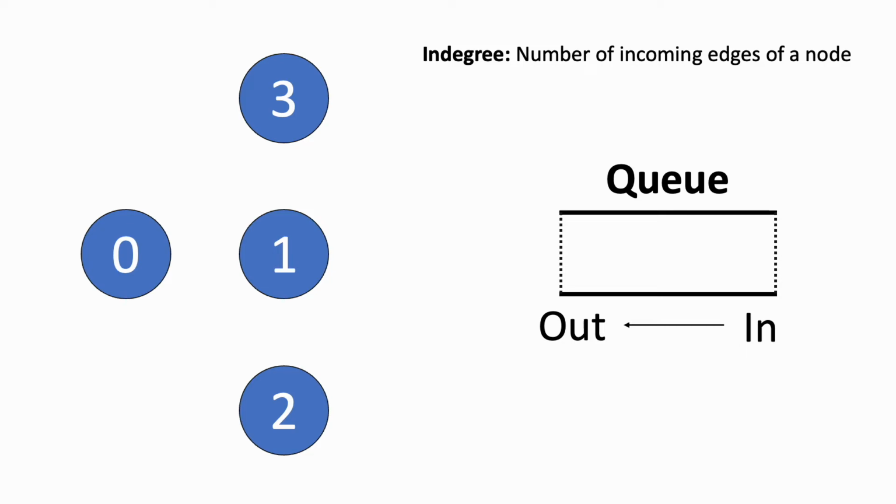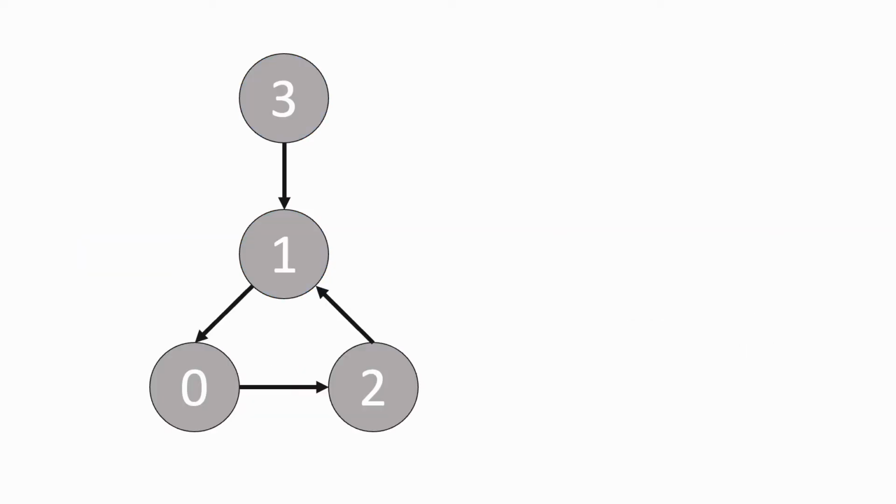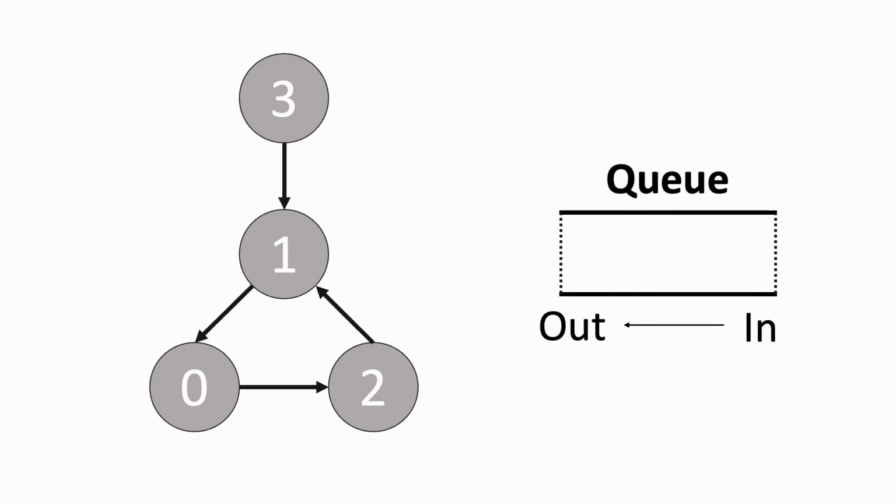we can return true. Now let's look at a graph that does have a cycle. Again, we start by adding all nodes with an in degree of 0 to the queue, so that's just node 3. Let's visit node 3 and delete its outgoing edges. But now when we look for any nodes with an in-degree of 0, we see that there are none.